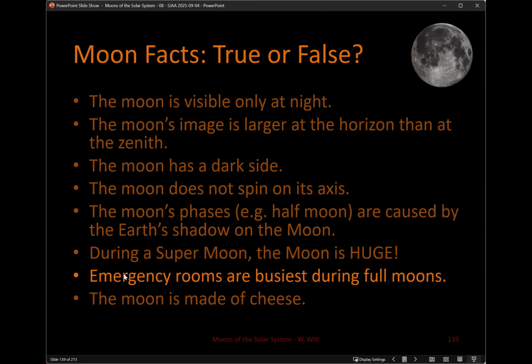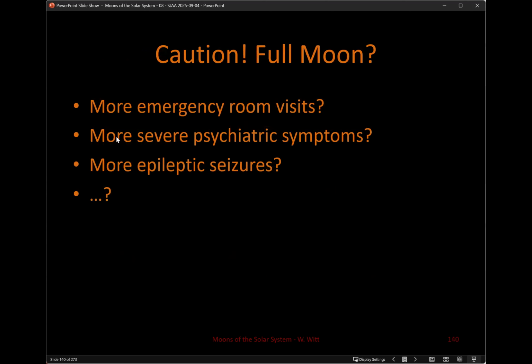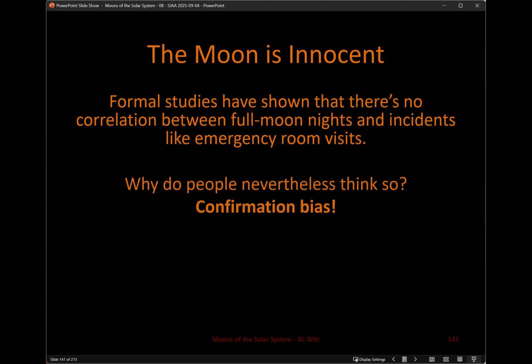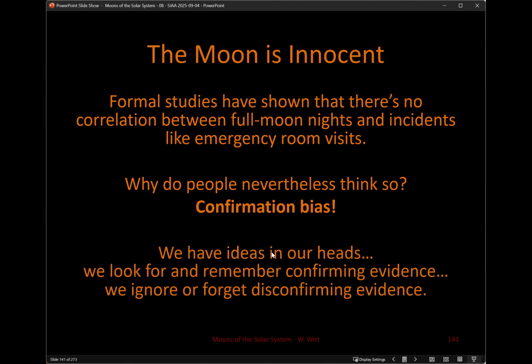And kind of related to this, often people perceive or say that emergency room visits, for example, are up during full moons. Are there more psychiatric symptoms, more epileptic seizures during full moons? And the answer is no. Formal studies show that there's really no correlation between full moon nights and incidents like emergency room visits. Now, why do people nevertheless think so? It's because of a psychological effect called confirmation bias, right? And the short version of this is that we have an idea in our head, we look for and remember confirming evidence, and we ignore or forget disconfirming evidence.